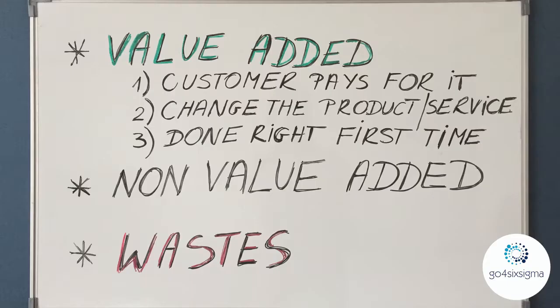And when you look at the process steps or activities, you can have three main categories. There are value added activities, activities that are not value added but necessary, and waste.